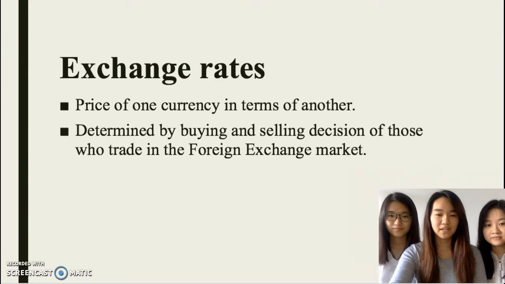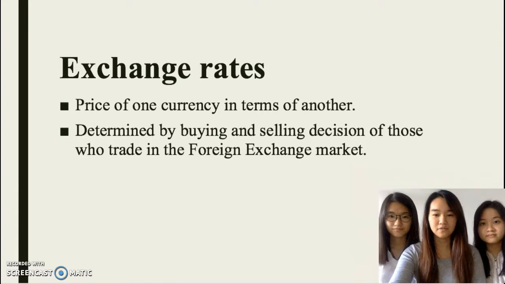Exchange rate is defined as the price of one currency in terms of another. Exchange rate can be determined by the buying and selling decisions of those who trade in the foreign exchange market. The two currency pairs that we have chosen to analyze are Australian dollars against US dollars and Australian dollars against Japanese yen.